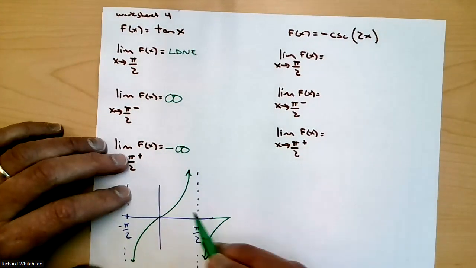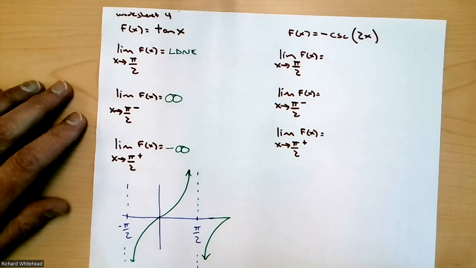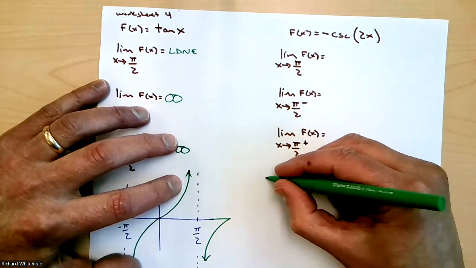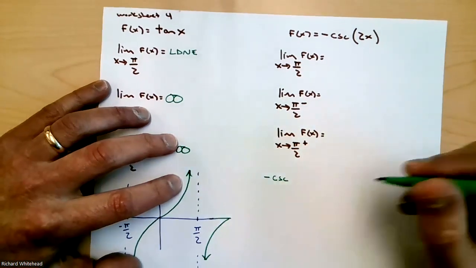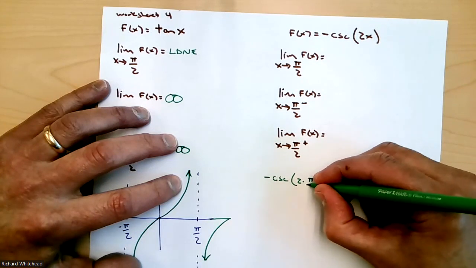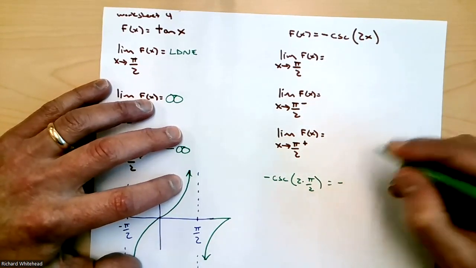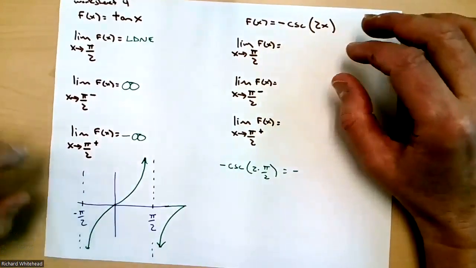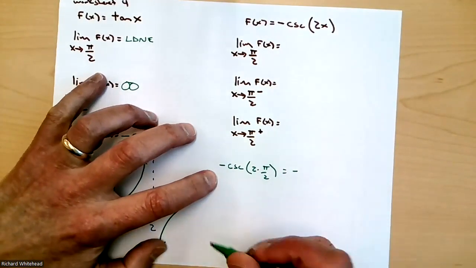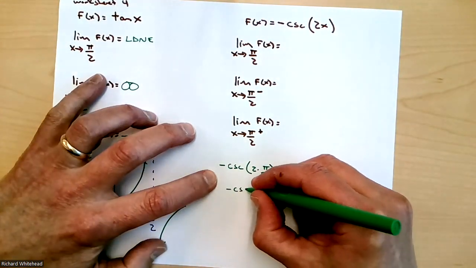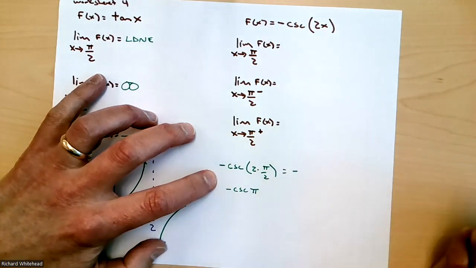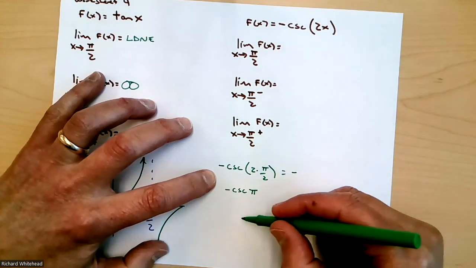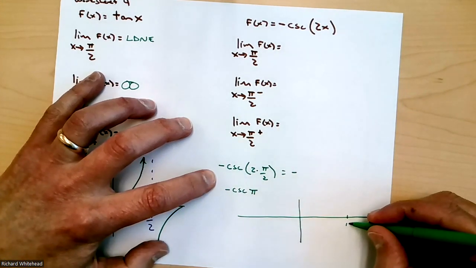But unfortunately, you're saying, oh, man, I got to remember this stuff, don't I? You're right. Cosecant, pi over 2, you're going to be like, oh, man. So I got to do negative cosecant 2 times pi over 2. So that equals negative cosecant, and that's just negative cosecant of pi. And then you're like, uh-oh, pi is way down here.